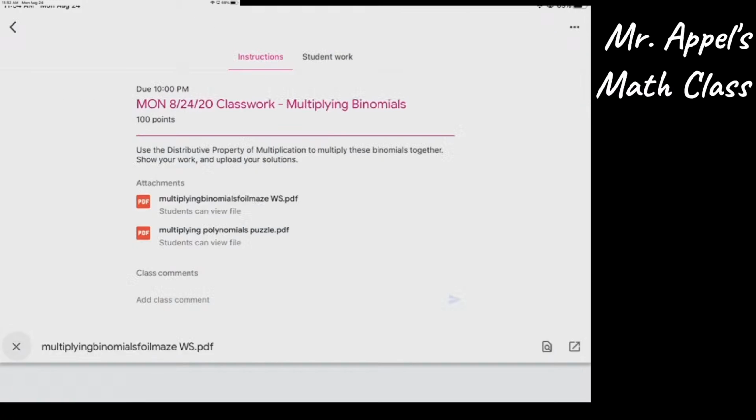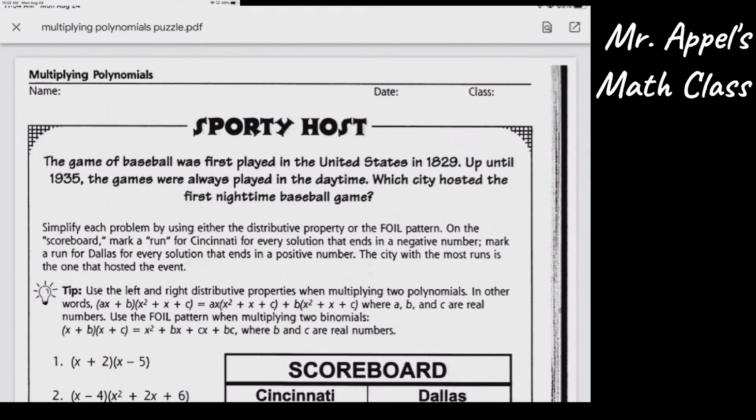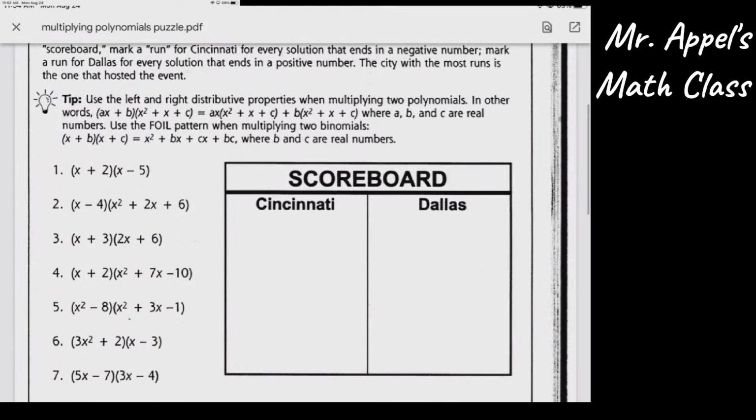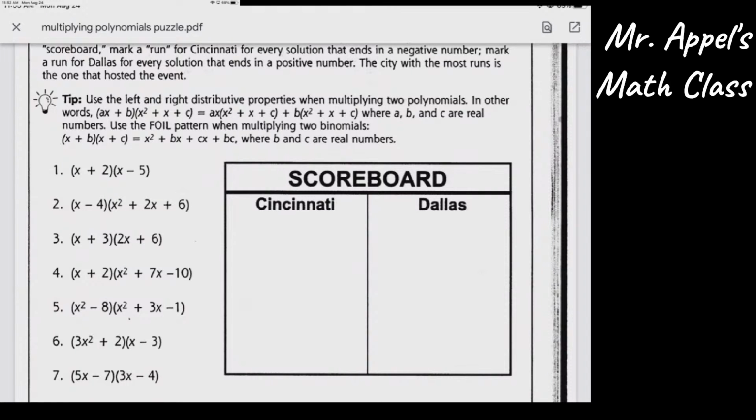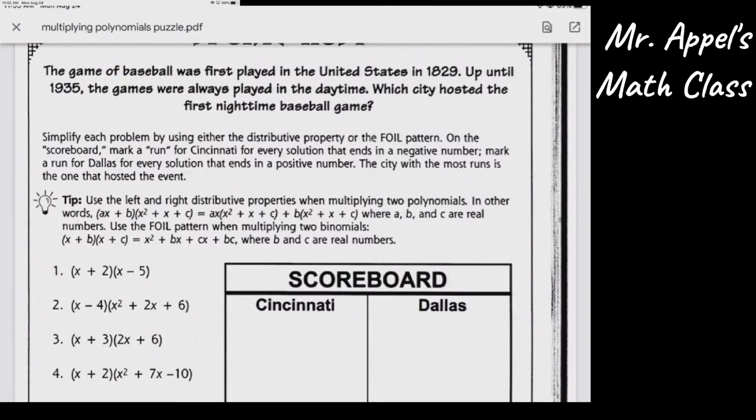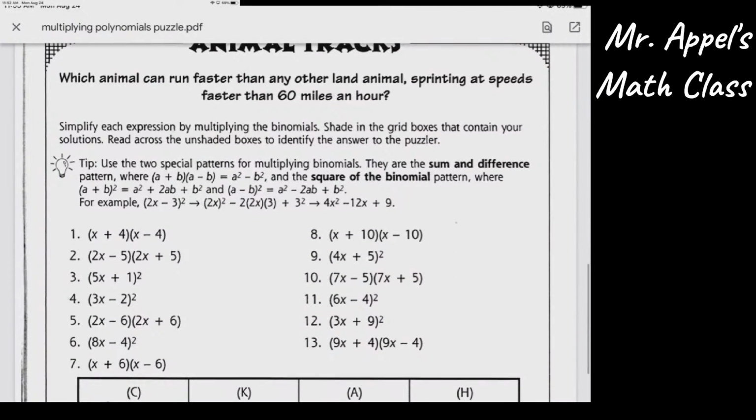So, that one's a maze. This one is 2 pages. It's kind of some goofy puzzles. If you're trying to answer this baseball question, and your final solution ends in a negative number, you put a tally on Cincinnati. If it's a positive number, you put a tally on Dallas, and you see who wins. And then similar down here.